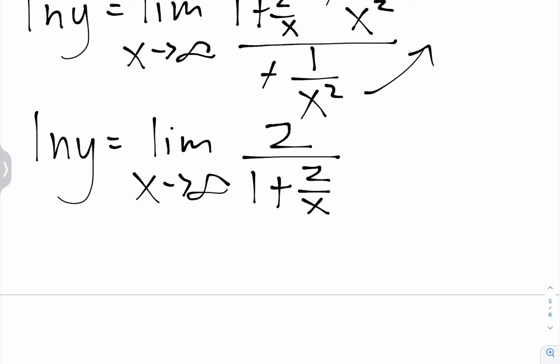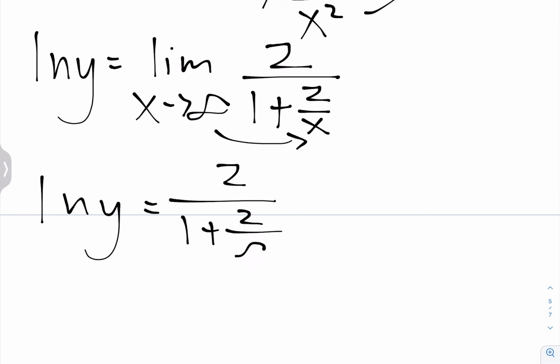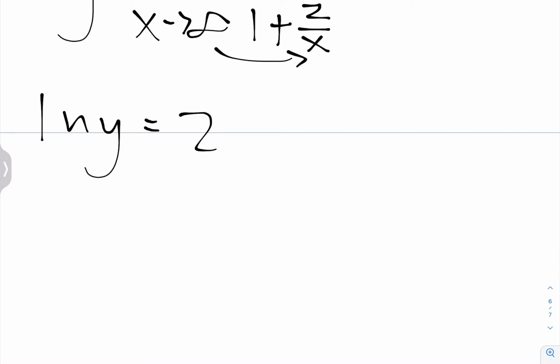Okay, now what we're doing is taking the limit as x approaches infinity of this. So if we plug in infinity for x, the natural log of y is going to be 2 over 1 plus 2 over infinity. And anything over infinity, if it's a constant, is just 0. So it's going to be 2 over 1, and 2 over 1 is just 2. So we know that the natural log of y is 2.